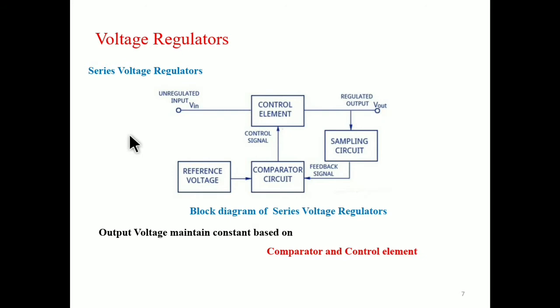If the output voltage increases, the comparator circuit provides a control signal to cause the series control element to reduce the magnitude of the output voltage, thereby maintaining the output voltage. On the other hand, if the output voltage falls, the comparator circuit provides a control signal to cause the series control element to increase the magnitude of the output voltage. Thus the output voltage is kept constant. With the help of the control element and comparator, we get a constant output voltage.